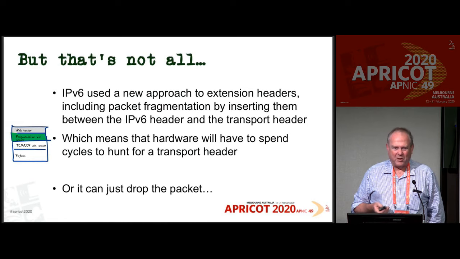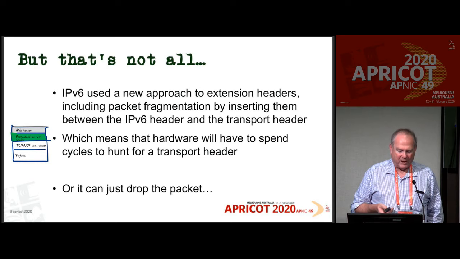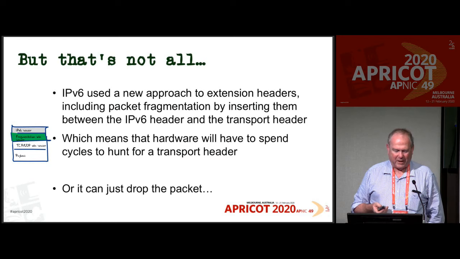That's not all. This is an old measurement. We're doing another measurement right now to make sure it's still there. But V6 uses a new approach to extension headers, particularly fragmentation. You put it between IP and the protocol, TCP/UDP. It inserts a shim. If you're a piece of hardware that likes to know port numbers, you've got to do more than one lookup. In fact, you've got to unravel the chain of headers, or you can just drop the packet.